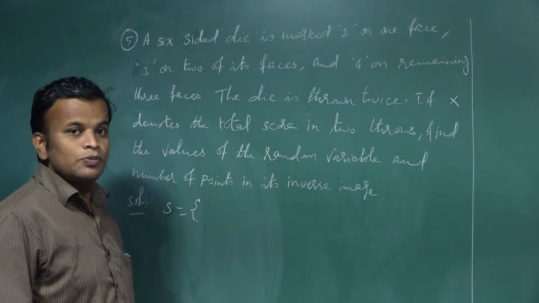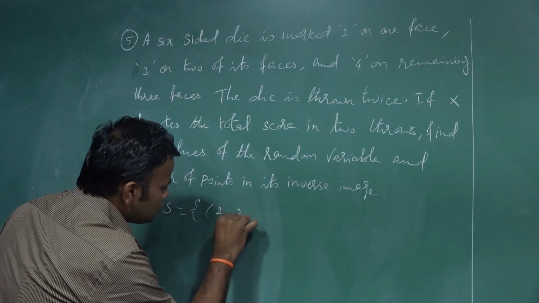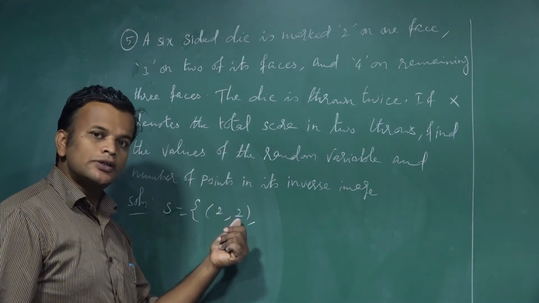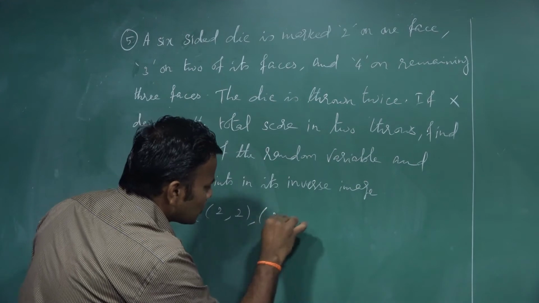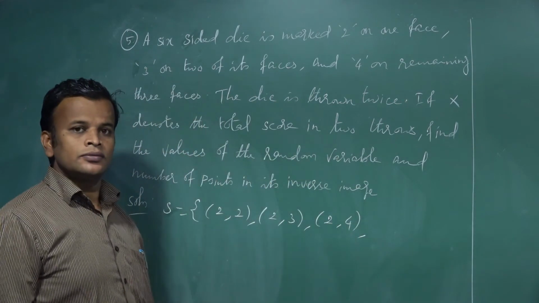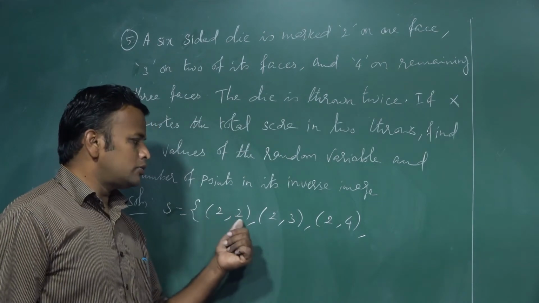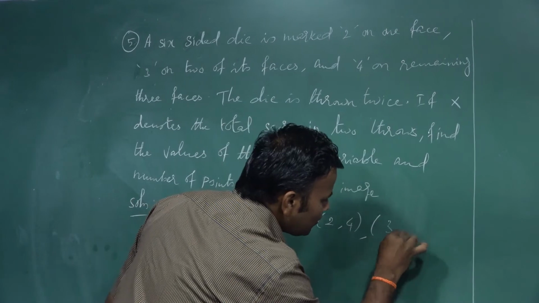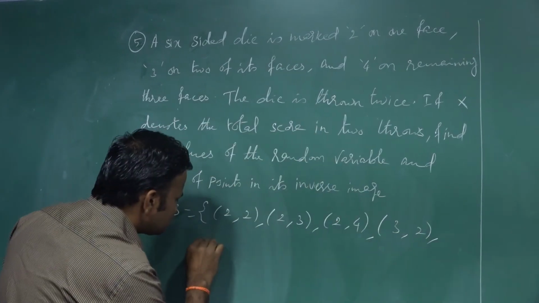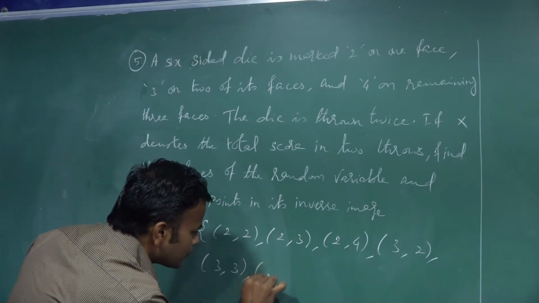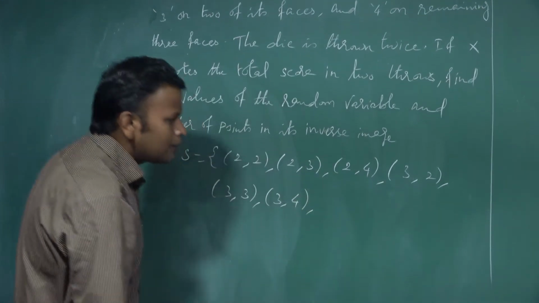In 2 throws, the first one may be 2 comma 2. First throw 2, second throw is also 2. Then 2 comma 3, 2 comma 4. So we write in order: 2 comma 2, 2 comma 3, 2 comma 4. Next 3 comma 2, 3 comma 3, 3 comma 4.